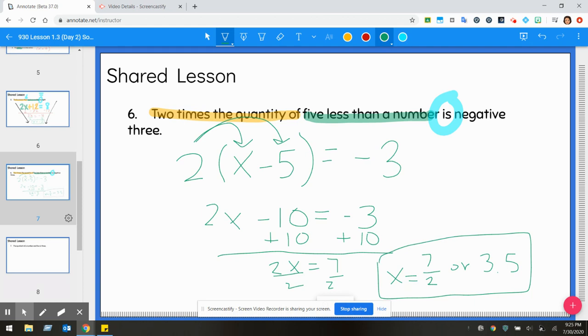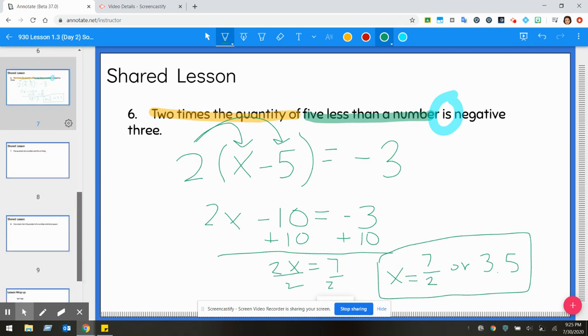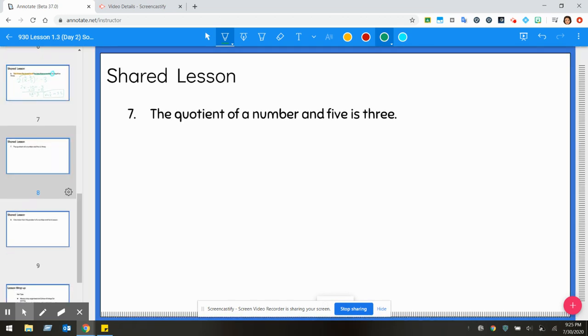Nice job. Let's go ahead and move to example number 7. The quotient of a number and 5 is 3. So quotient indicates division. Again here, order matters, right? So the quotient of a number and 5, the order tells you exactly what's going to be in the numerator and what's going to be in the denominator, is our equal sign 3.